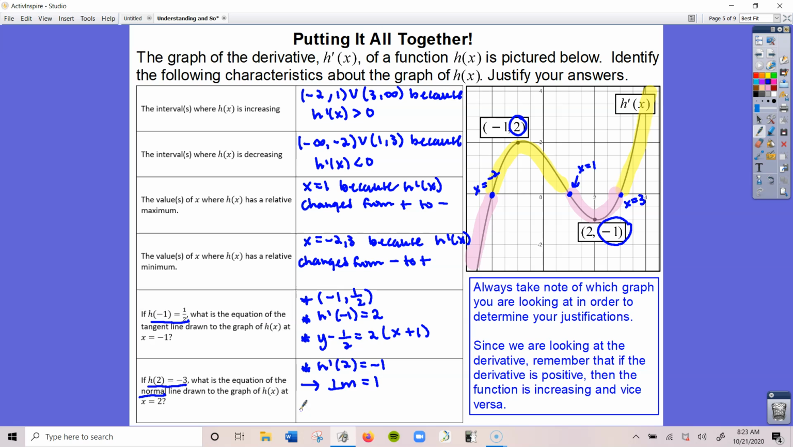Now because I'm writing the equation of my normal line, I need the perpendicular slope, which would equal 1. So now my equation would be y plus 3, since this is my point of tangency, is equal to 1 times x minus 2.